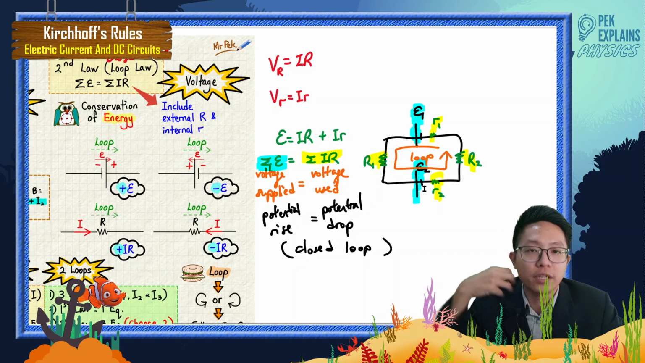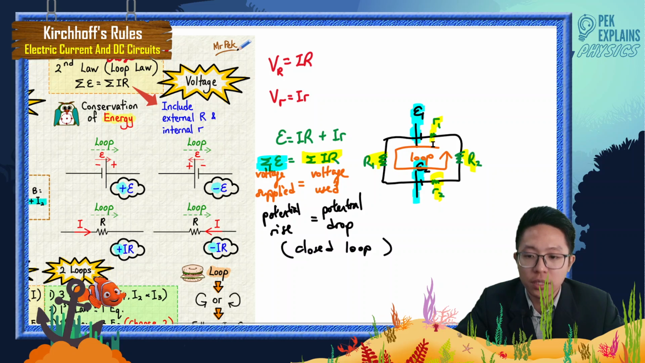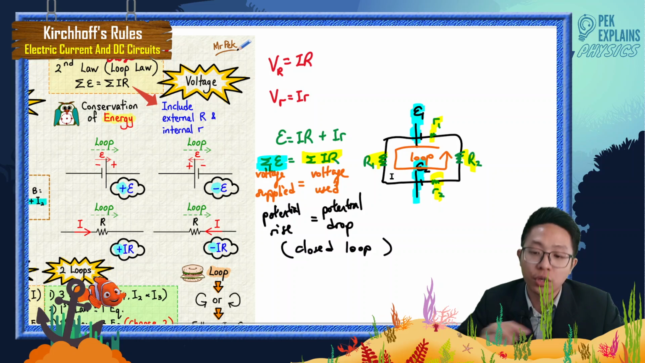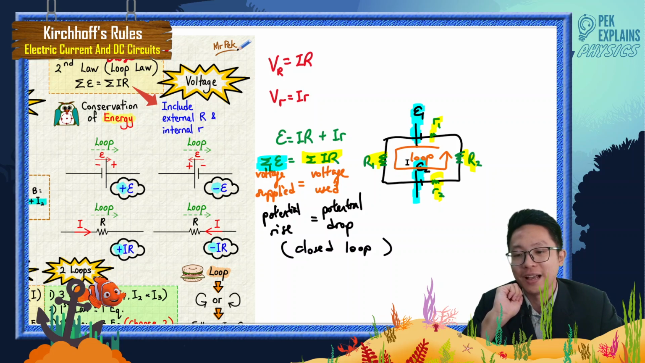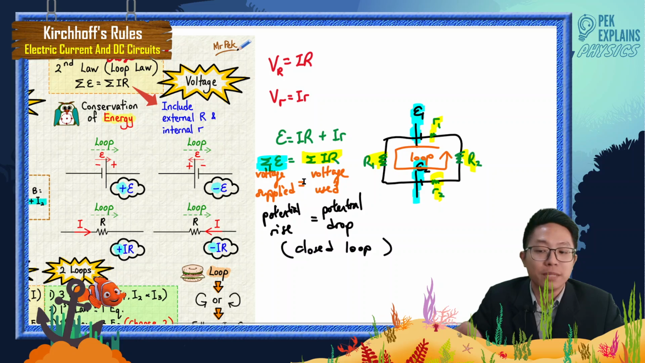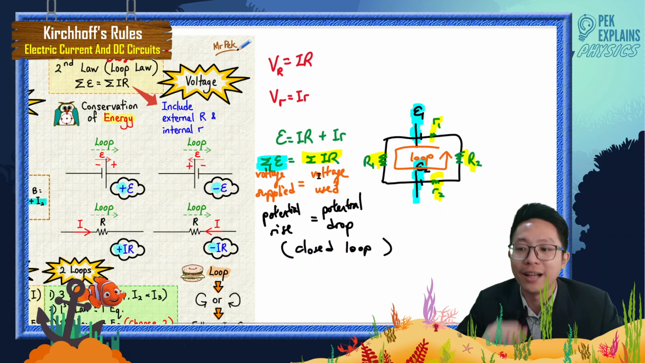Okay, the battery gives energy for the electrons to flow in the circuit, but the external resistor and the internal resistor use up the energy of the electrons. So the total energy supplied by the battery must be equal to the total energy used by all the resistors in a closed circuit, in a closed loop.